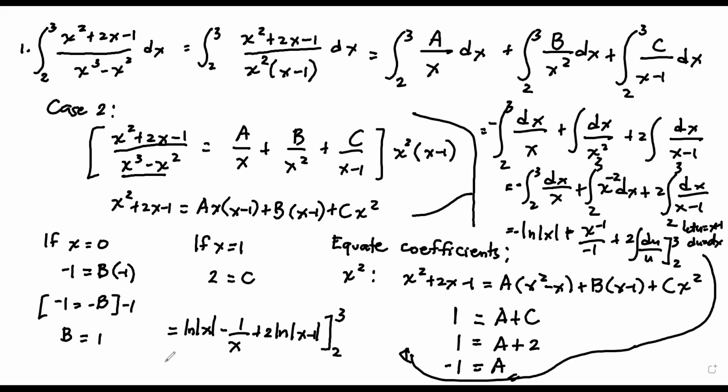Let's simplify. So, we will have, other is negative. Sorry, negative ln x. So, negative ln 3 minus 1/3. 3 minus 1, it's 2, plus 2 ln 2 minus negative ln 2 minus 1/2. 2 minus 1, it's 1. ln 1, that's 0.